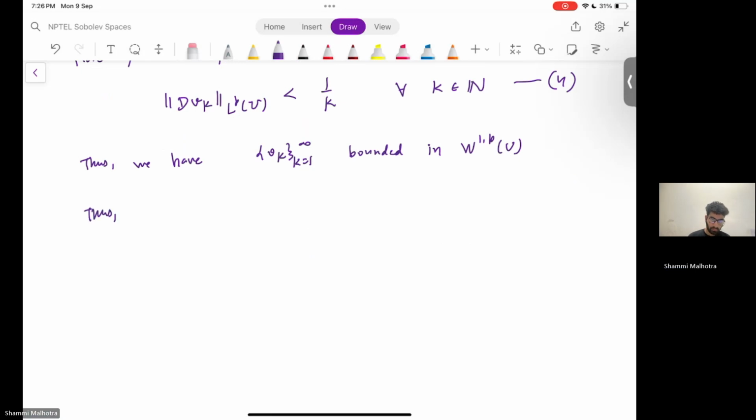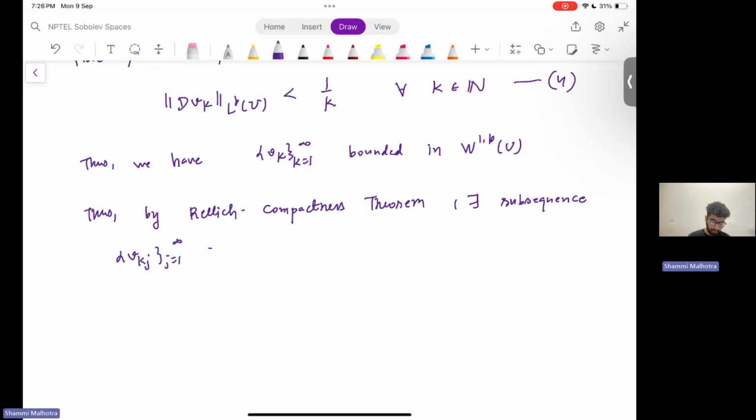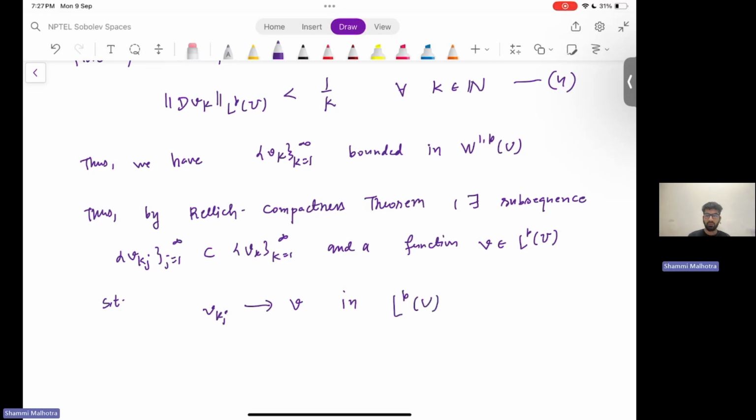Thus, by the Rellich compactness theorem, there exists a subsequence v_{k_j}, j from 1 to infinity, of v_k and a function v in L^p(U) such that v_{k_j} converges strongly to v in L^p(U). So this we have from the compactness theorem.